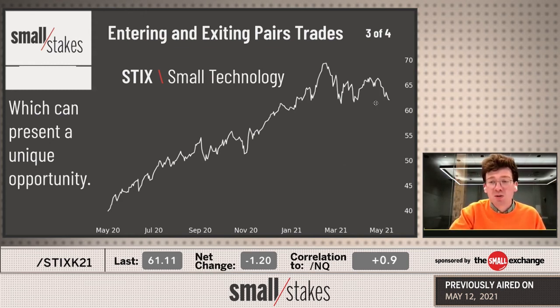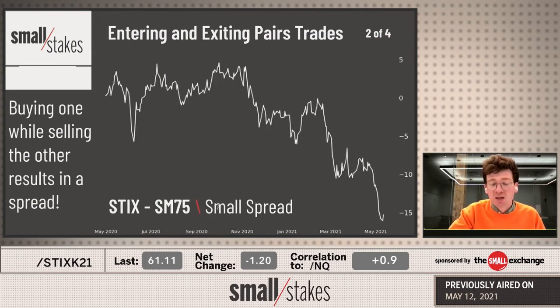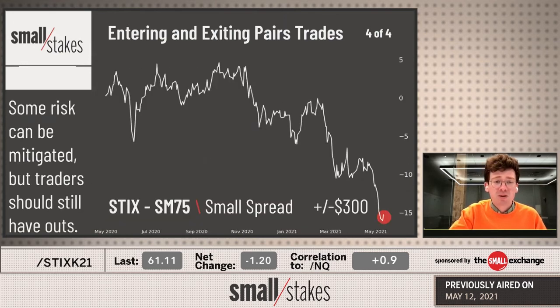Like you can be long technology stocks and long the technology to SM75 spread. And those things, of course, have some correlation to each other, but they will move in different directions. Like today, that STIX market is moving lower, but the spread is pretty much unchanged. It's been bouncing back and forth between positive and negative all day. It's a nice diversified play, a unique opportunity.